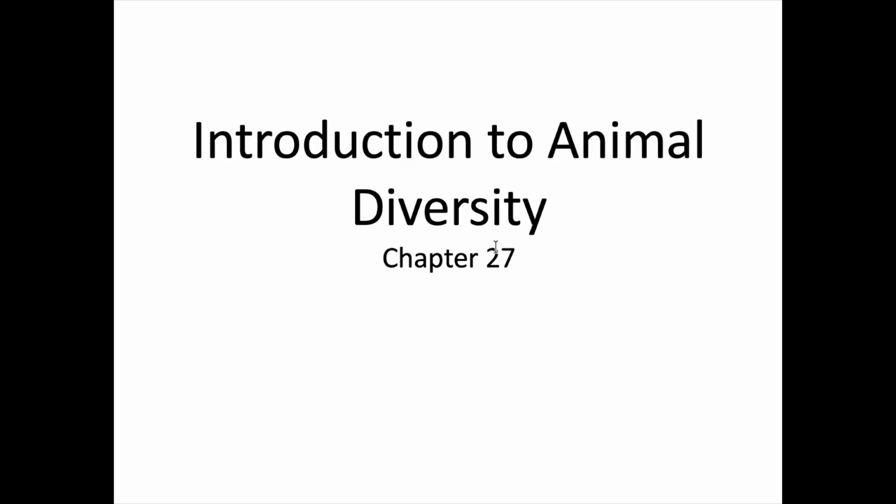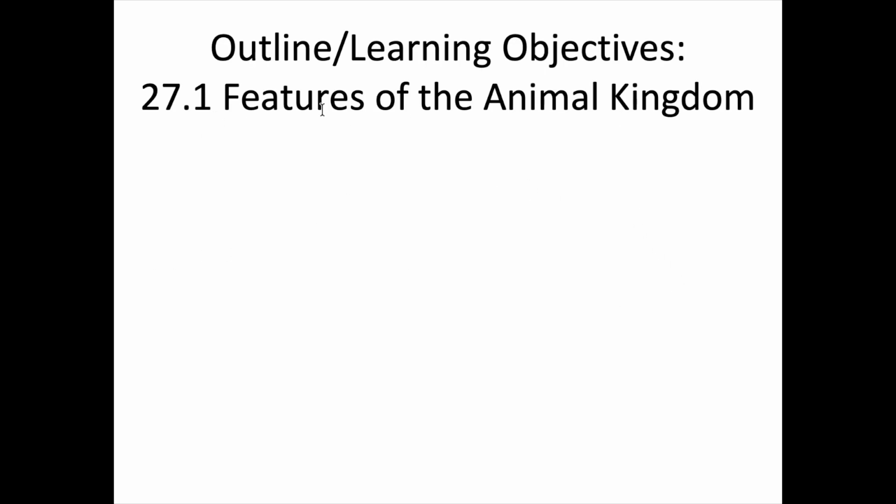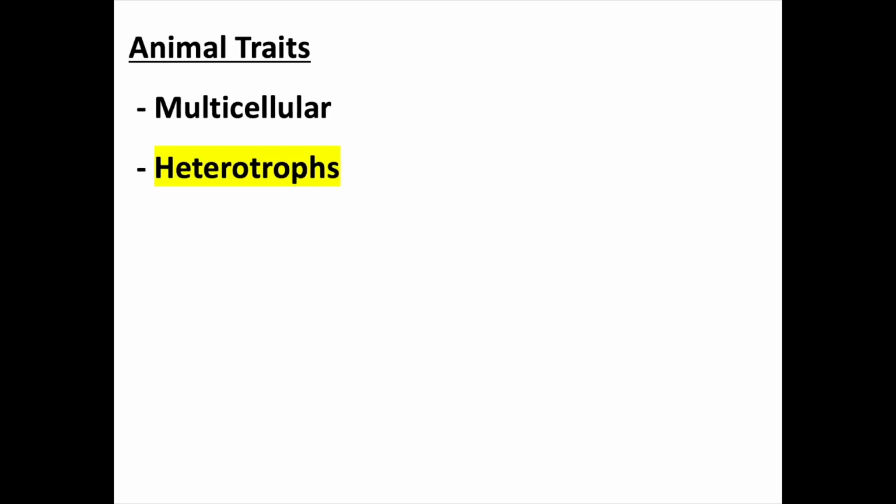But before we start talking about that, there's kind of a small little chapter here that's just some general introduction to animals as a group. Just looking at some of the features and some other miscellaneous things about animals that will set up those chapters talking about different groups of animals. So some of the traits: animals are multicellular. We're all multicellular.